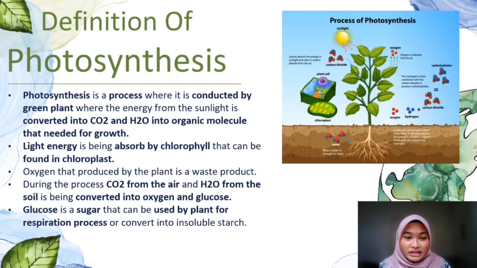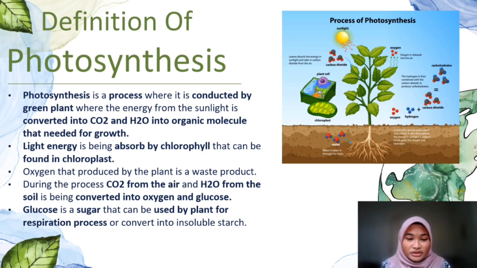Definition of photosynthesis. Photosynthesis is a process conducted by green plants. The energy that the plant gets from sunlight is used to convert CO2 and H2O into organic molecules needed for growth. Light energy is absorbed by chlorophyll that can be found in the chloroplast. Oxygen produced by plants is actually a waste product.